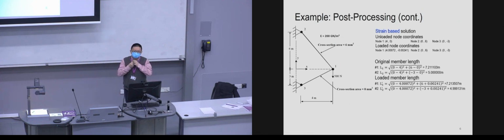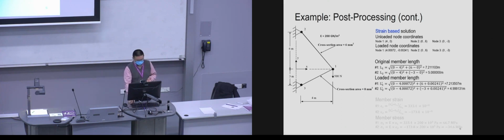For the original length, we use its original coordinates to calculate. So we have element 1 and element 2. This is the original length, right? And in the same way, we use the new coordinates of the nodes after loading to calculate the current length after loading, right? So we have this length and this length for the same two elements.